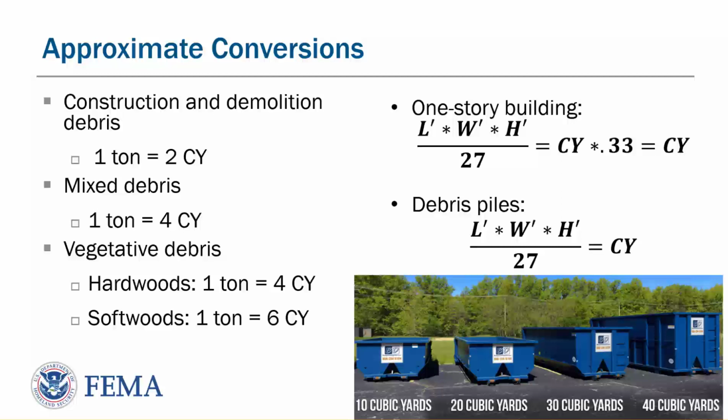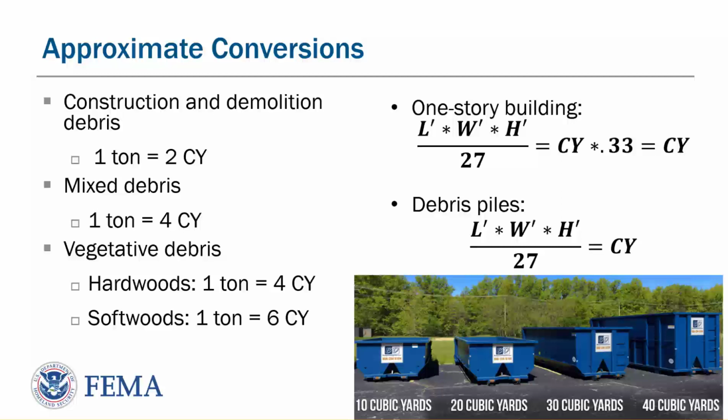Vegetative debris: you've got hardwoods, which are a little bit heavier again than your basic run-of-the-mill leaves and twigs. If you have 1 ton, it's about 4 cubic yards. Softwoods, about 1 ton, is about 6 cubic yards. It's going to be your twigs, your branches, your nice soft woods that you like to whittle when you're in Boy Scouts.